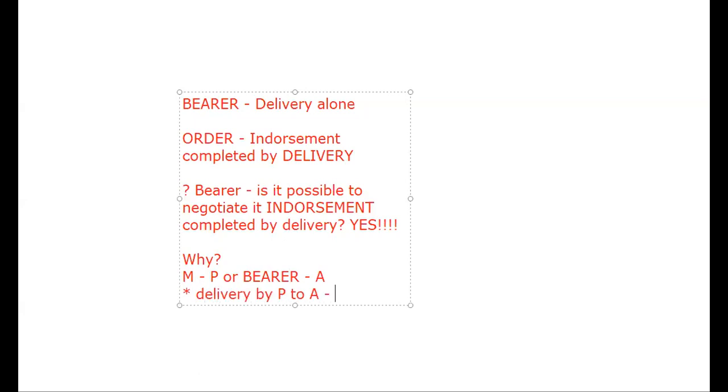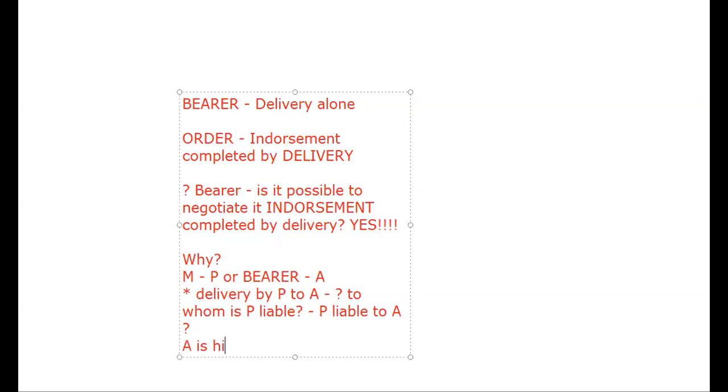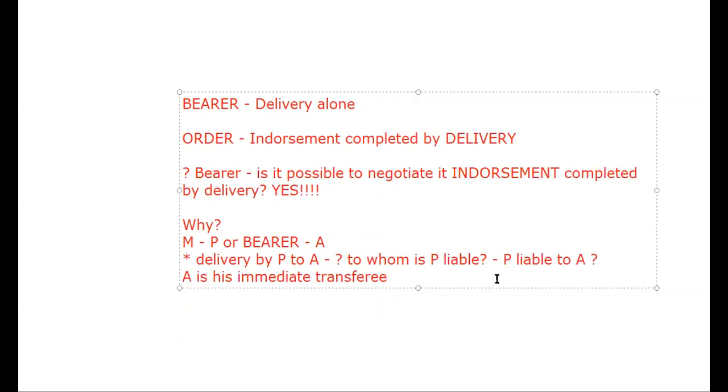So, in that particular situation, question, to whom is P liable? Kapag ganyan, then P is liable only to A. Why? Because A is his immediate transferee. Siya lang kasi yung pinag-abutan niya. Now, how about if A now will negotiate the instrument? So A negotiates the instrument to B through special endorsement. So A to B through special endorsement.